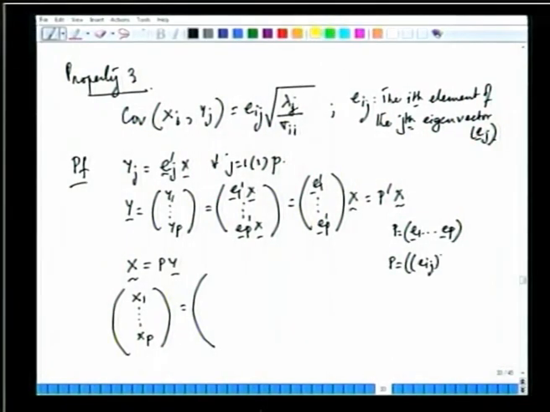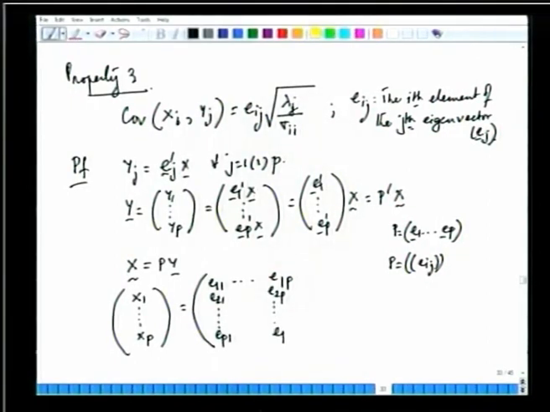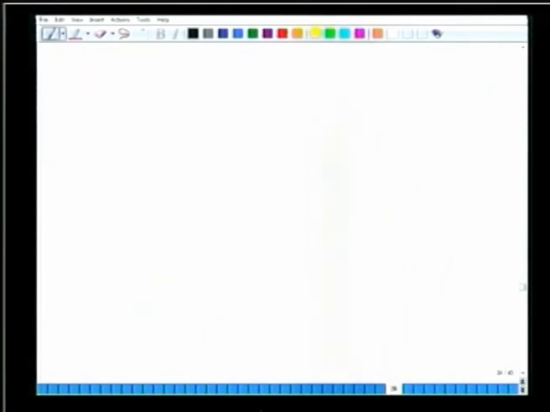So this is exactly how I write the matrix P, represented by this Eij. I have E11, E21 in this way up to EP1, and finally the first element of the pth eigenvector, which is E1p, then the second element of EP, which is E2p, and then the last element, the pth element of the pth vector, giving me EPP, and then this is Y1 to Yp. Right. So this gives me a new representation of x.